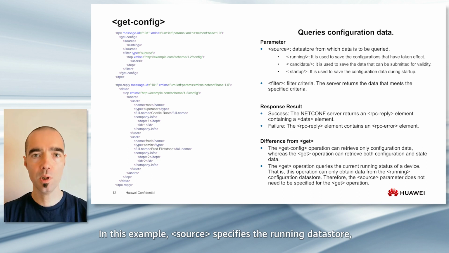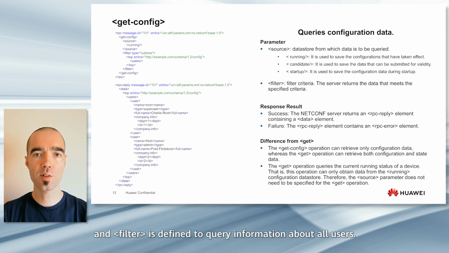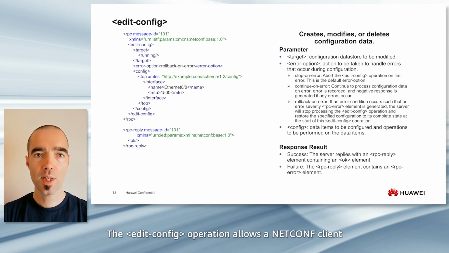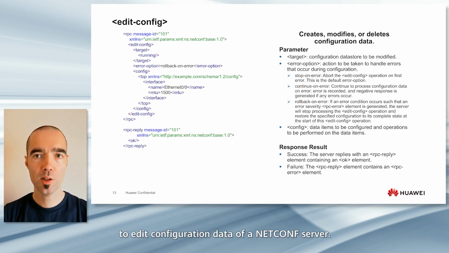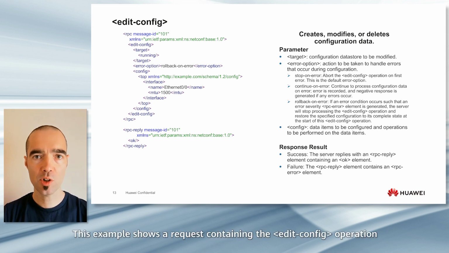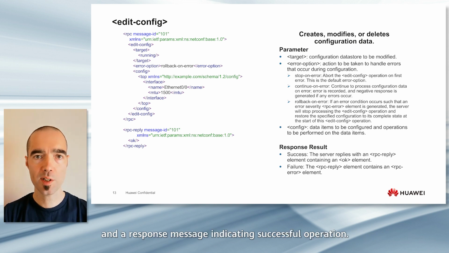In this example, source specifies the running data store, and filter is defined to query information about all users. The device returns a response message containing information about all users to the Netconf client. The editConfig operation allows a Netconf client to edit configuration data of a Netconf server. This example shows a request containing the editConfig operation and a response message indicating successful operation.